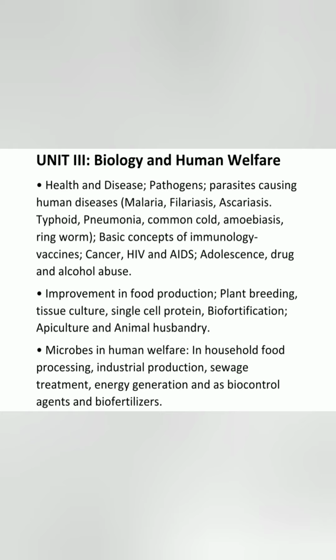Unit 3 include biology and human welfare. It include health and disease, pathogens, parasites causing human disease like malaria, filariasis, ascariasis, typhoid, pneumonia, common cold, amoebiasis, basic concept of immunology, vaccines, cancer, HIV and AIDS, adolescence, drug and alcohol abuse, improvement in food production, plant breeding, tissue culture, single cell protein, biofortification, apiculture, and animal husbandry.